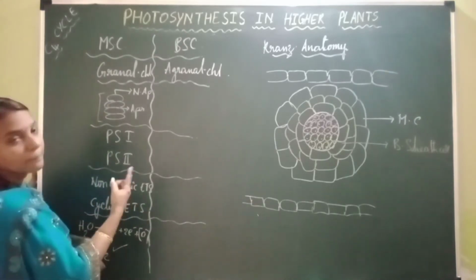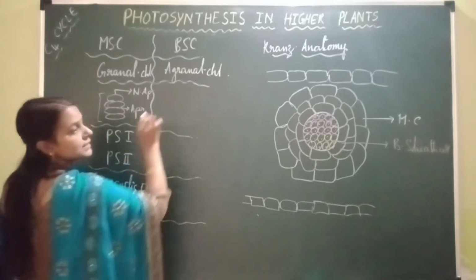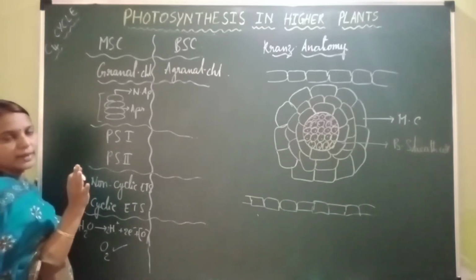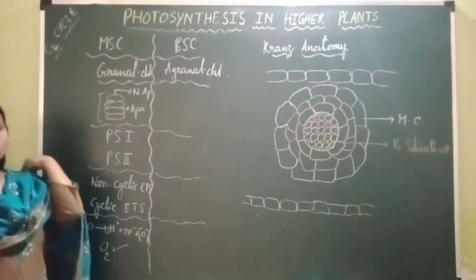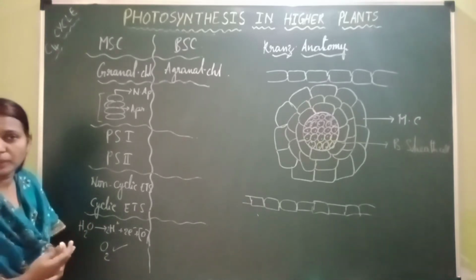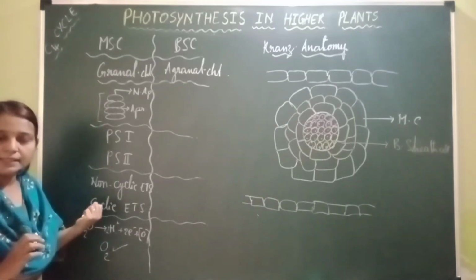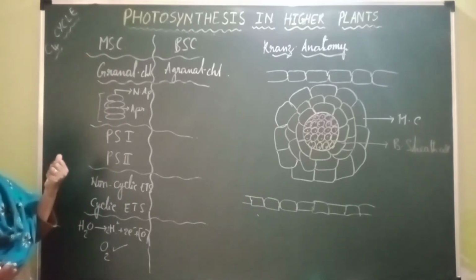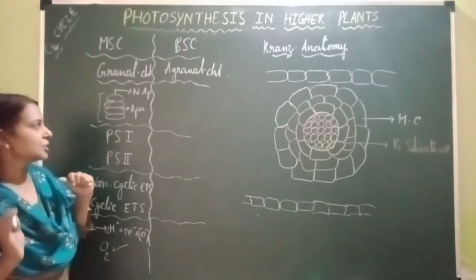Now let's study bundle sheath cell. In bundle sheath cells, the chloroplasts present are agranal chloroplasts. So now what can we say? We can say that C4 plants exhibit dimorphism with respect to chloroplasts. That means C4 plants consist of 2 types of chloroplasts, granal chloroplasts and agranal chloroplasts. Granal chloroplasts are present in mesophyll cells, whereas agranal chloroplasts are present in bundle sheath cells.